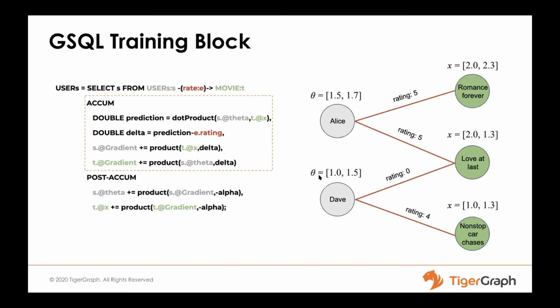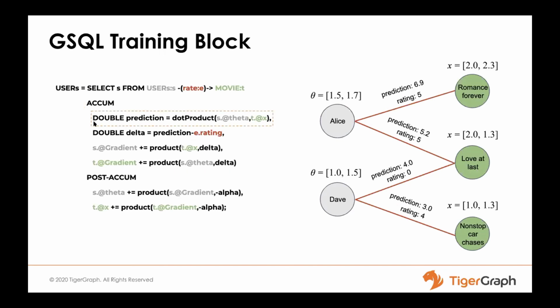So the first line in this block is to activate all the edges between the user and the movie. And then in this accum block, what we will do is compute the gradient of the user vector and also the movie vector. In TigerGraph, all the code in this accum block will actually be parallelized. Now the first line here simply does the prediction. As I said, the prediction is calculated using the dot product of the user vector and the movie vector. The results are also shown in this example here.